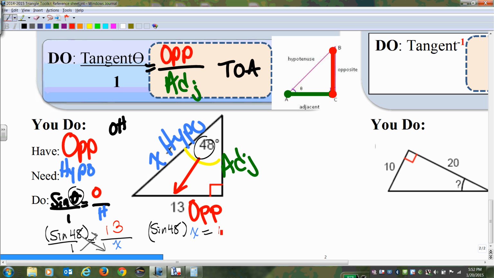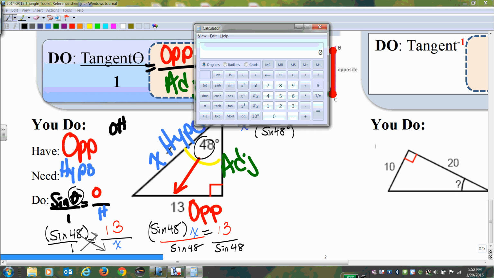Now you can't grab a calculator. X is not by itself, so we have to divide by sine 48. So to find x here, we have to do 13 divided by sine 48 degrees. That's how you find x in this case.